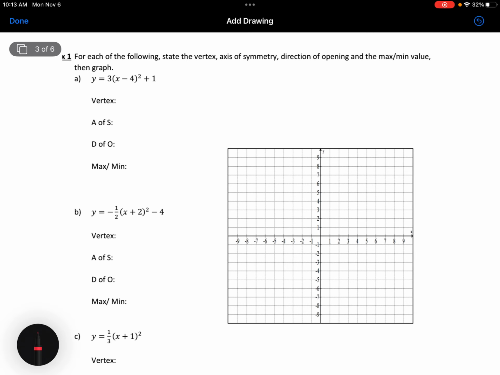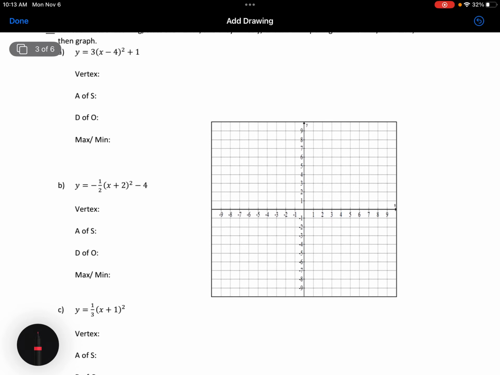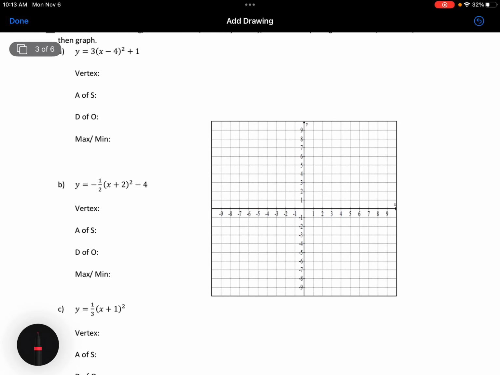First, this first one. It says state the vertex, axis of symmetry, direction of opening, max or min value. So I want you to tell us what the max or min is as well. If I was looking at this first one, my vertex is going to be at (4, 1). My axis of symmetry then would be x equals 4. It's the x value of the vertex. The direction of opening, this is a positive graph, so it's opening up. And that means that I'm going to have a minimum value, so a min at y equals 1. It's the y value of your vertex.